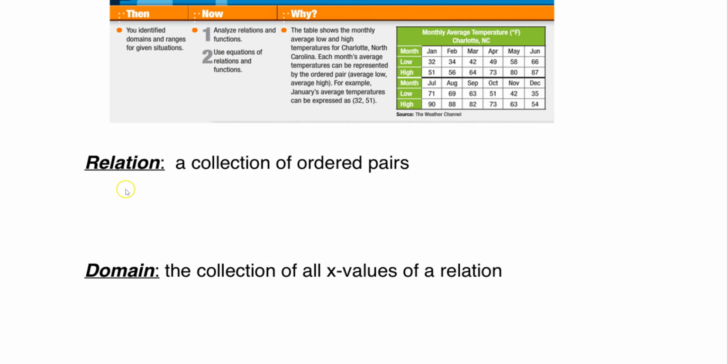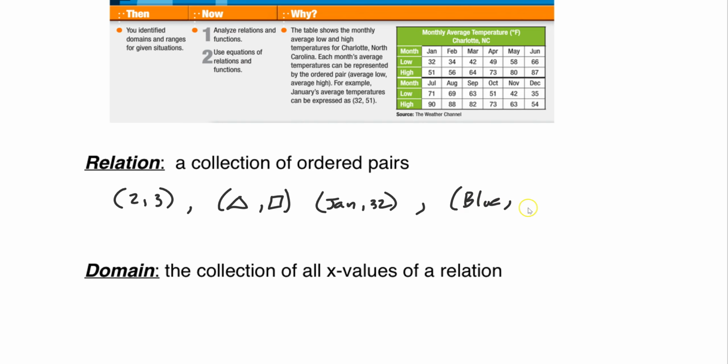So it could be anything. Most times we know this as numbers like (2, 3). I put a little parentheses there. But it can also be symbols, like triangle and box. That's actually a square. Box would be 3-dimensional, but whatever. It could be January and 32. The whole idea is it has to relate one thing to another thing. That's it. That's what makes a relation. It could be colors, blue and green. As long as you're relating one thing to another thing, it's a relation.